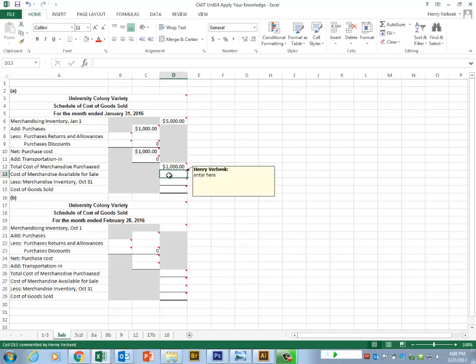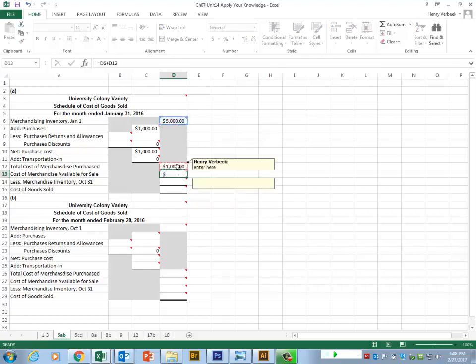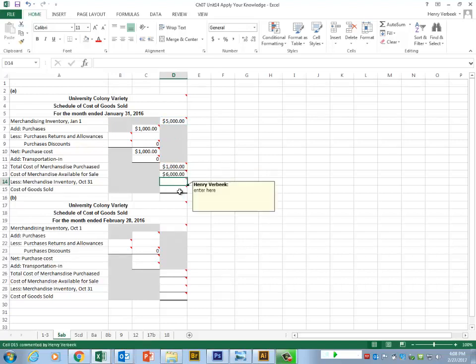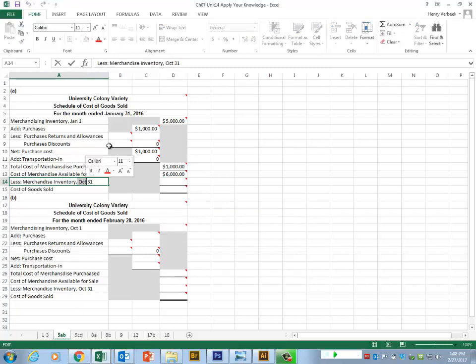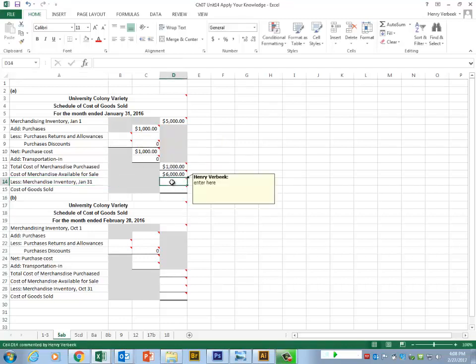Then we're going to have the cost of the merchandise available for sale is, well, we had $5,000 before, now we have $1,000 more, equals this one plus this one, or I could have done an auto sum. This seems to make sense. Then the textbook tells us that the inventory on January 31, we've got to change this to was $4,000.